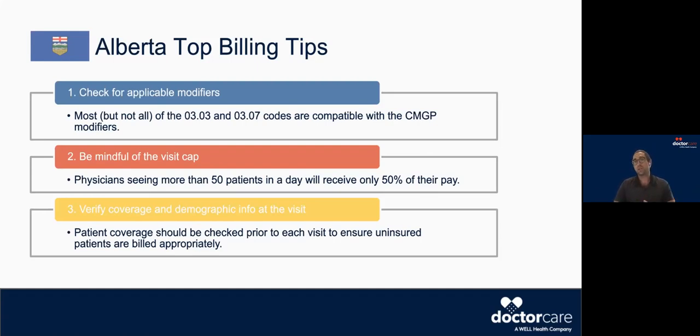And the third tip here, which I'm really going to push, is making sure your coverage and demographics are up to date when you're booking the patient. I've mentioned this a few times, but it's so important. Patient coverage should be checked prior to each visit to ensure that uninsured patients are billed out of pocket if you have to, and that updated demographics are recorded as well. You want to make sure you're getting paid for those visits.